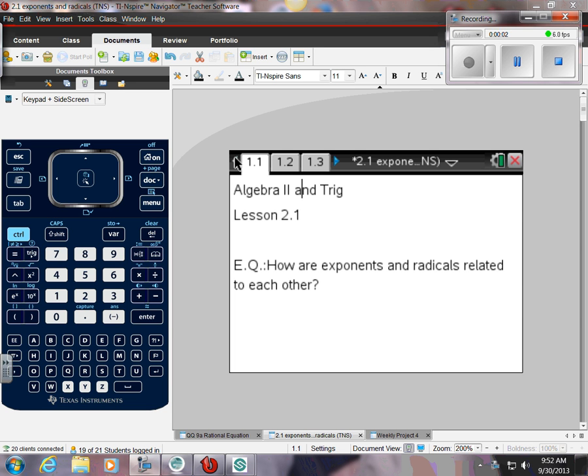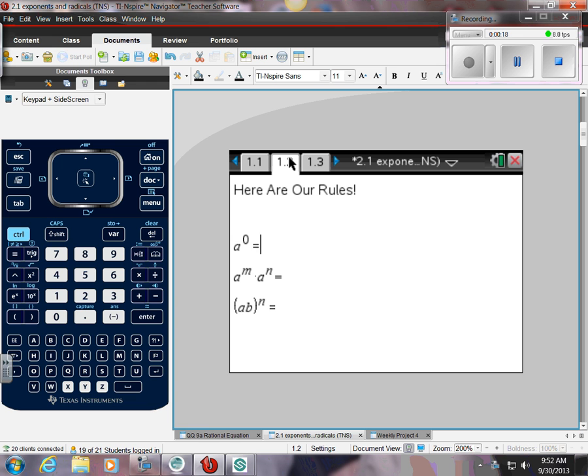Okay, so today we're going to be talking about exponents and radicals. We're actually going to do quite a bit of review from what you learned in ninth grade, and we're going to take that and use it to solve some more complex problems. Okay, so next page, first thing we're going to do is go over our rules for exponents. These should be relatively quick.